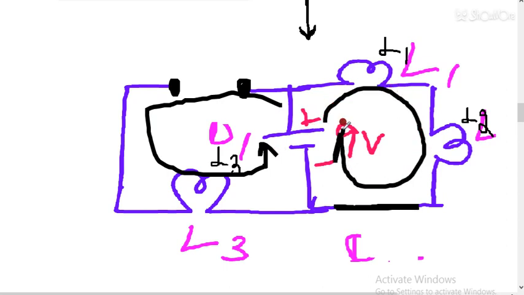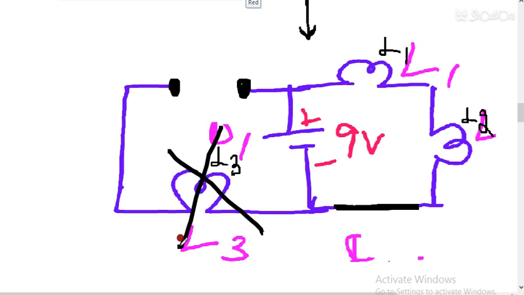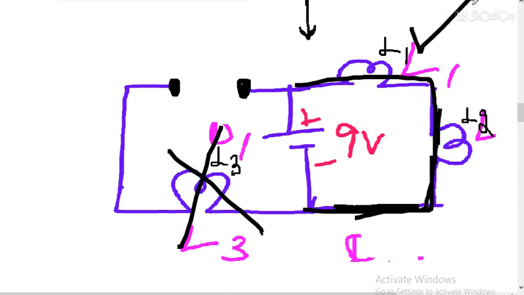So here we have two loops. One loop is closed, one loop is not closed. You can see here this loop is not closed. If I talk about this loop, this is the loop. So this loop is not closed. That means L2 will not glow. And this loop is closed. This right side loop is closed. That means L1 will glow and L2 will also glow.